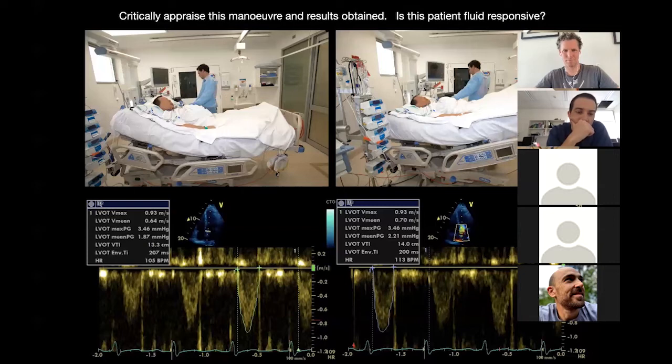And when we look at the fluid responsiveness, the LVOT VTI on the first one before the passive leg raising is 13.3, and the next one is 14. And really, if it is more than 12%, from my memory, yeah, so it's not fluid responsive. Yeah, heart rate is appropriate, but tachycardic subsequently.